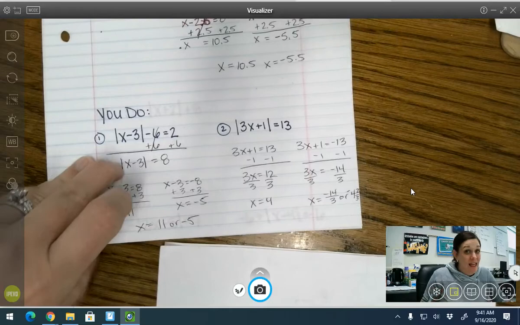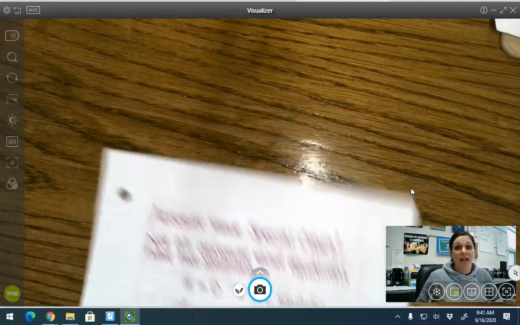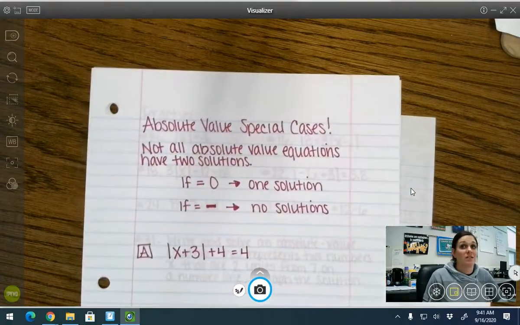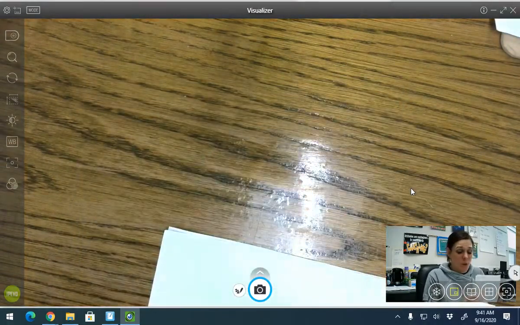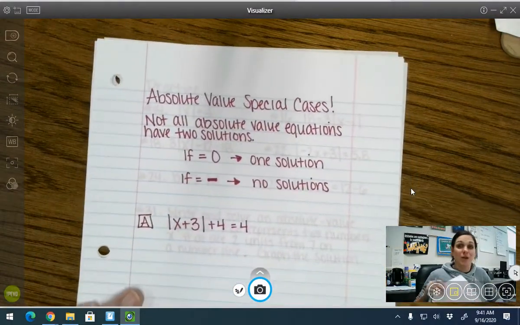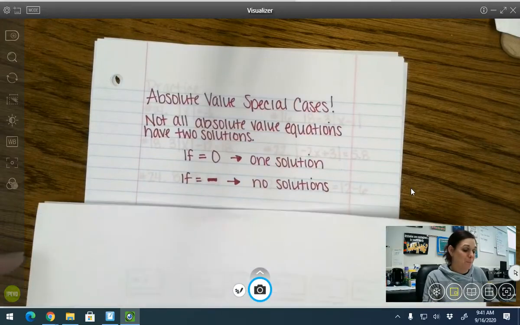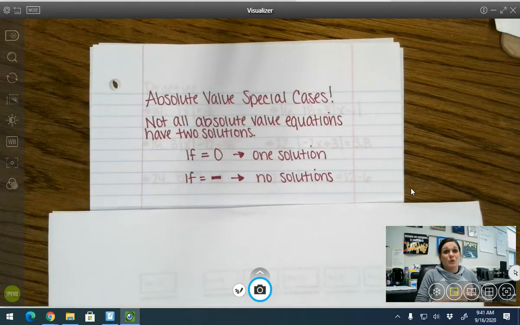We have one last component. I know this video is getting long. However, there's one last thing, and that is dealing with special cases. All right. Just like with equations, having the infinite solutions and the no solution, absolute value is the same thing. Okay. Not all absolute value equations are going to have 2 solutions.